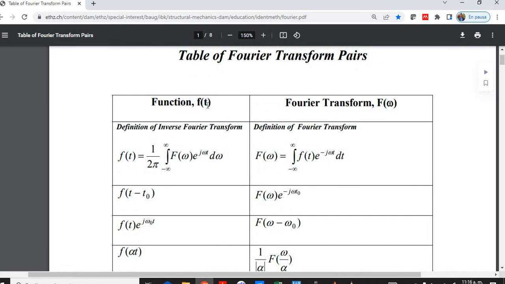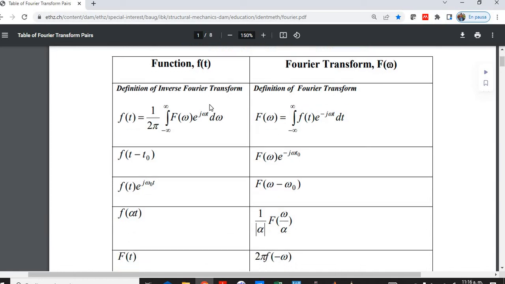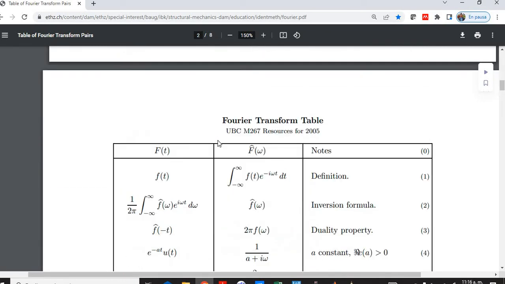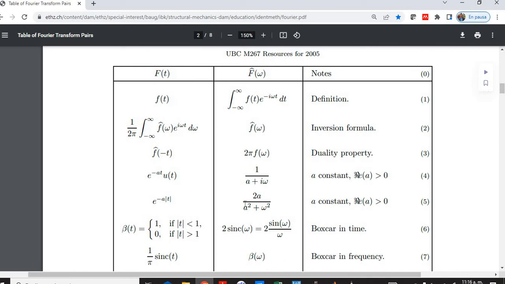Here this table uses t instead of x. Okay, whenever we see t, we put x. Here you have a rule that has the same shape. You can see 2a over a squared plus w squared. Yeah, it's the same. In our case, a is going to be 5. So in the numerator, I need 10.